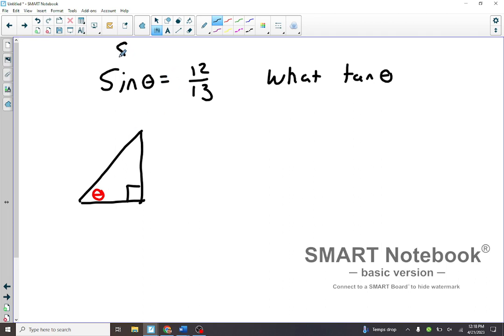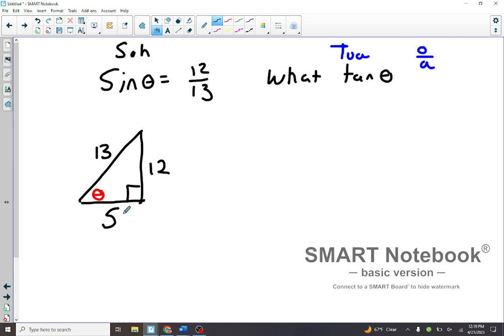So in this one, it's sine, so from SOHCAHTOA, the opposite should be on top, 12, and the hypotenuse should be 13. So in this case, you want tan. Tan is TOA, so we need opposite over adjacent. Is it 5? If you do the Pythagorean triple, it is 5.